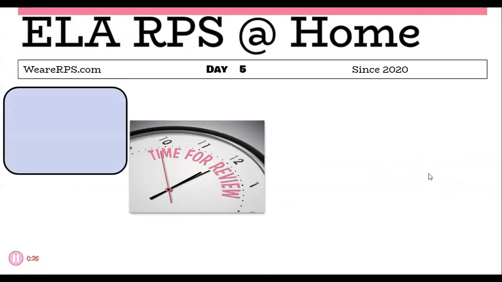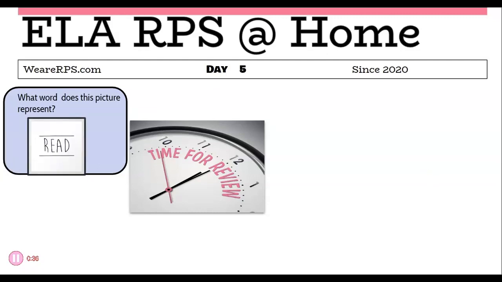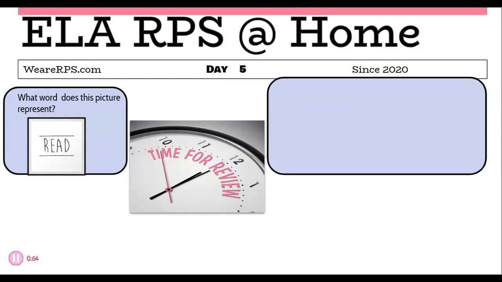This is our picture review. We're going to use pictures to review the concepts we've learned. What word does this picture represent? If you said infer, good job. Infer is the root word in the word inference. Remember, we said it was an academic vocabulary word that meant read between the lines. Good job. Let's look at the next one.